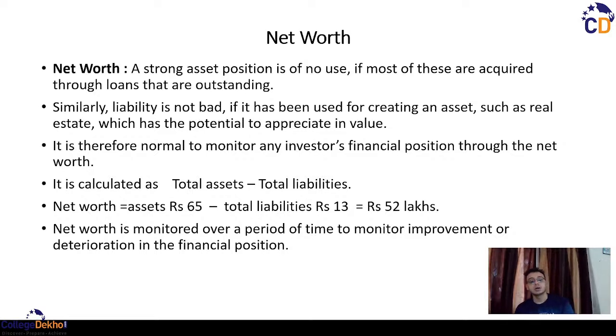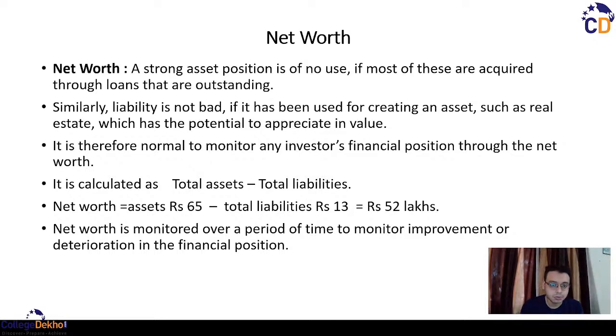The net worth. A strong asset position is of no use if most of these are acquired through loans that are outstanding. For example, if a person has assets, but those assets have been acquired all through loans, it's not an asset ultimately because you have to repay them. And you might even have to sell the assets to pay off that loan.